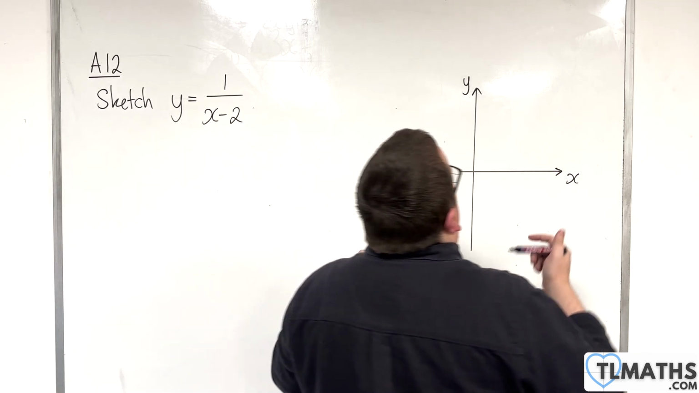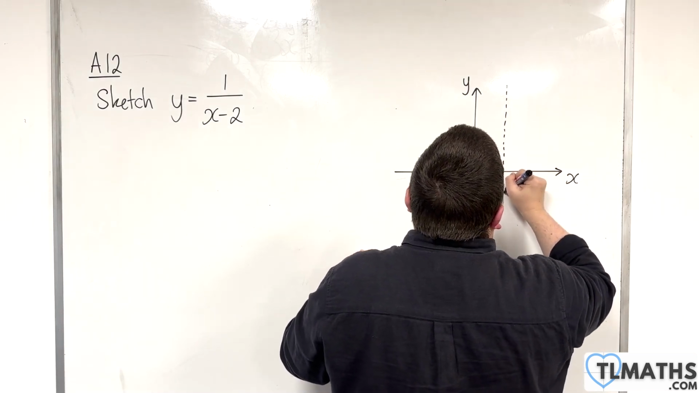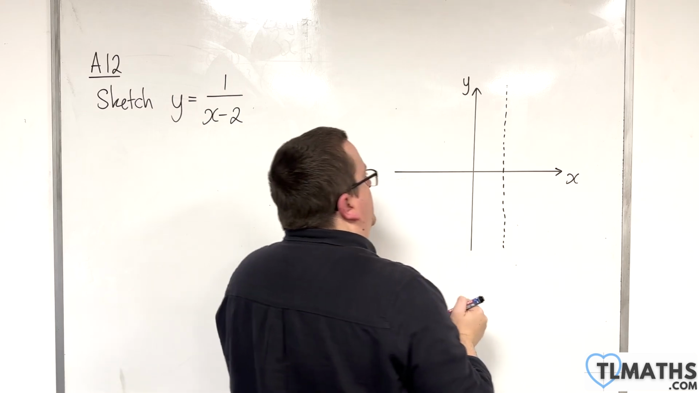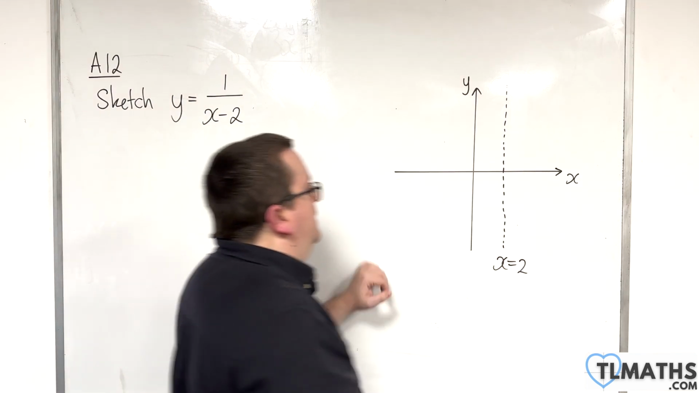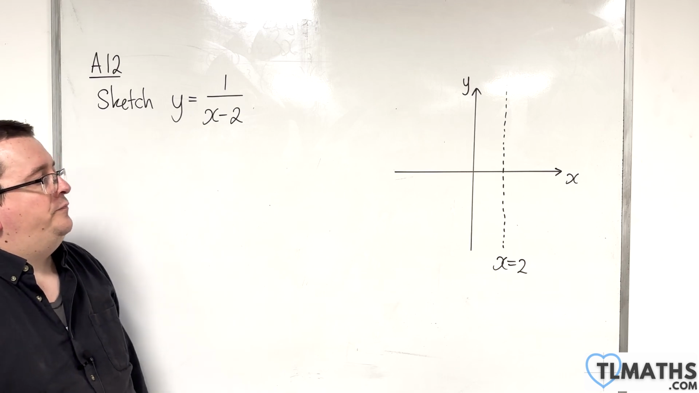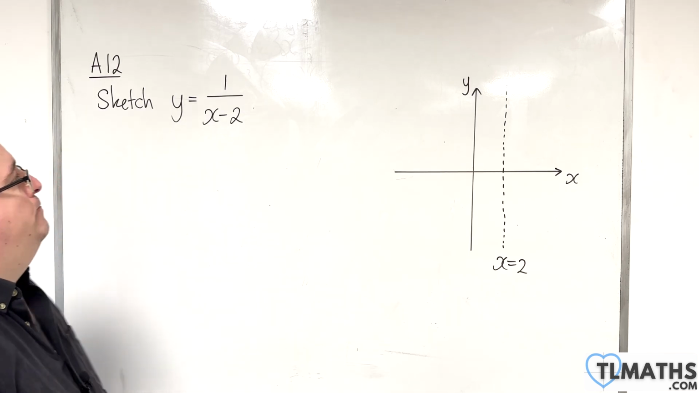So that means there is a vertical asymptote, and we represent that by a vertical dash line, x equals 2. Mine's not perfectly vertical, of course, but that'll do. So x equals 2 is a vertical dash line.